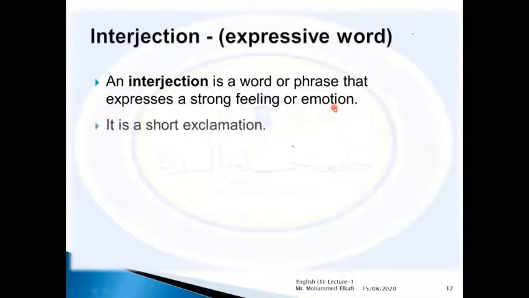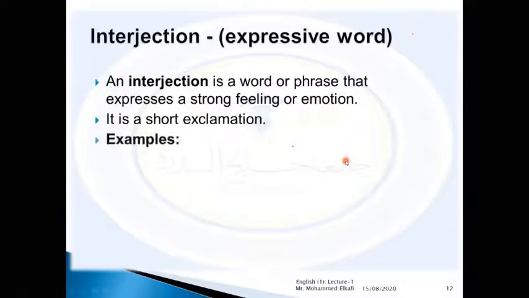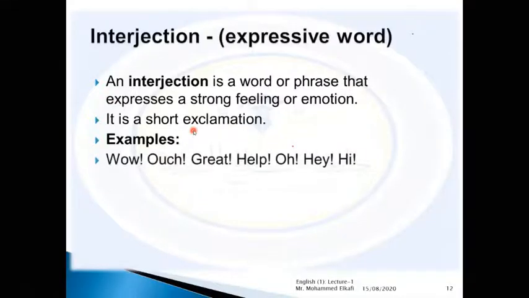Okay, let's think of some forms. It is a short exclamation. Short exclamation. You remember the exclamation mark. So it's a short exclamation. When we want to express exclamation, we can think of such types of interjection forms, words with an exclamation mark. So you would think of some examples. We think also of the exclamation mark at the end of the interjections.